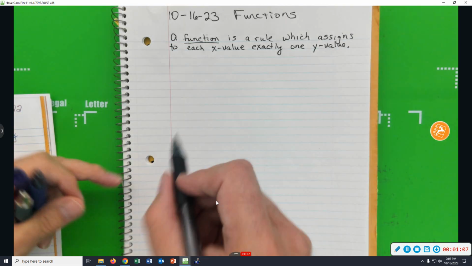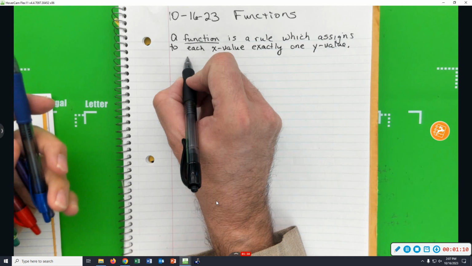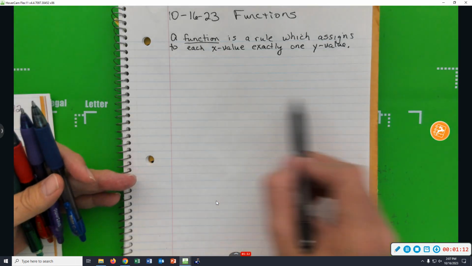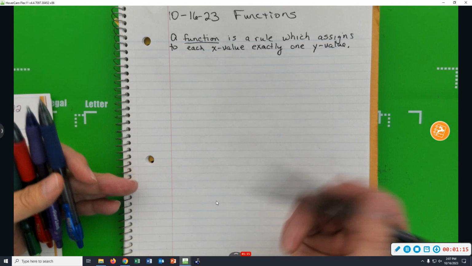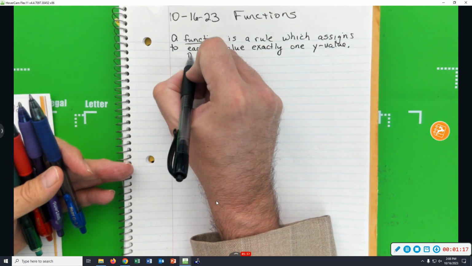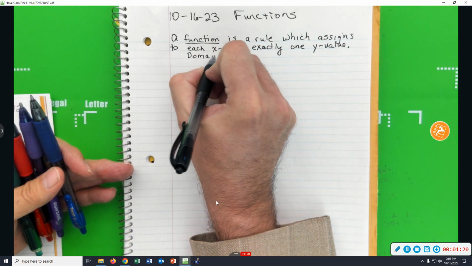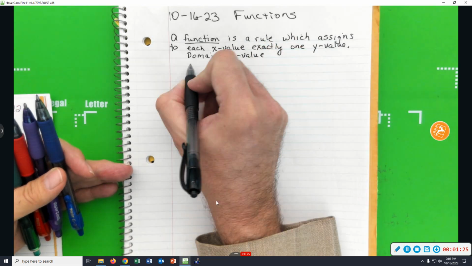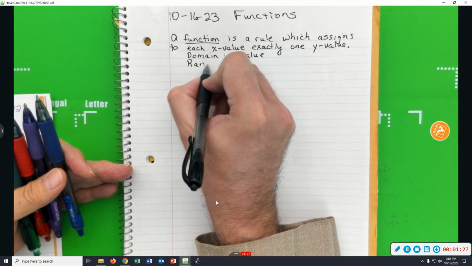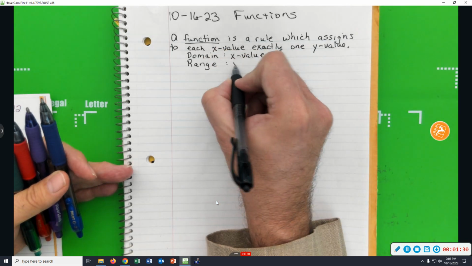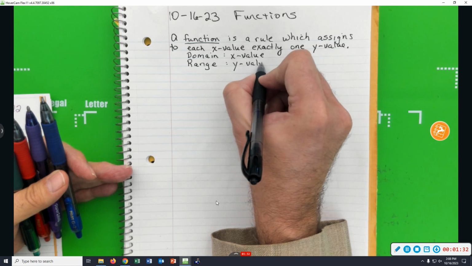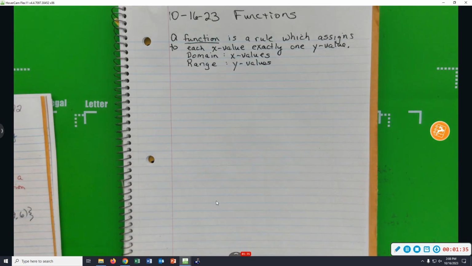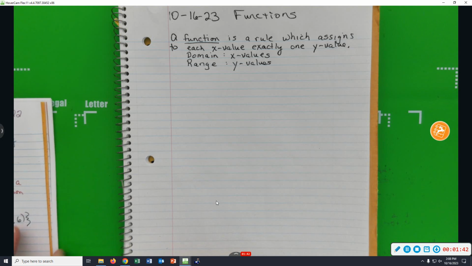When you think of x and y, what do you think? If I think of x and y, I think of an ordered pair and the graph. So we're going to give a name to the set of x values. The set of x values we'll call the domain, and the set of y values we'll call the range. I think that's enough to start looking at problem number 1.